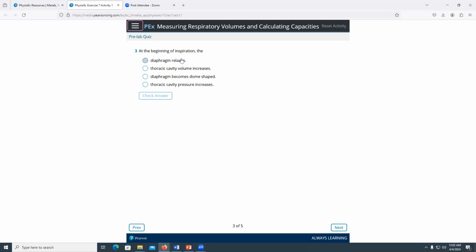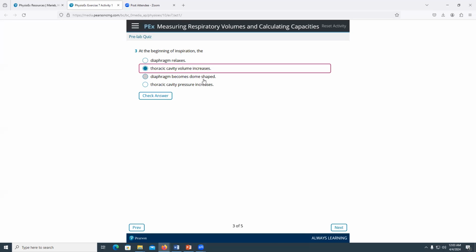At the beginning of inspiration, the diaphragm relaxes. In inspiration, I'm trying to bring air in, so that means I want to make the volume bigger and the pressure less. So the diaphragm would not relax, it would contract. The thoracic cavity volume must increase. That is true. At the beginning of inspiration, the thoracic volume must increase to make the pressure less. The diaphragm becomes dome-shaped.